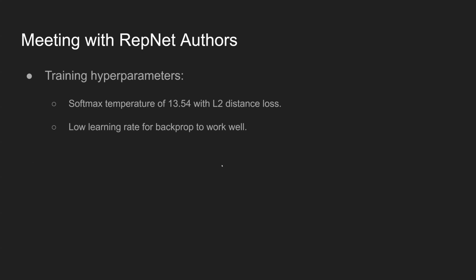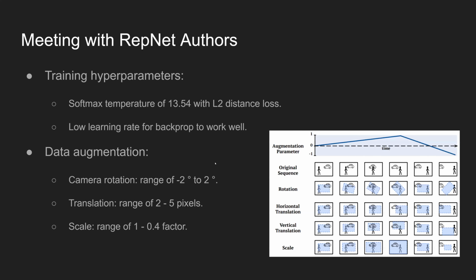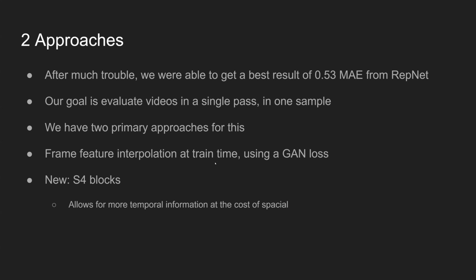And then I'll skip over this because this was just hyperparameters. Okay. So after much trouble, and with their help, we were able to get a 0.53 mean average error from RepNet. So that's with the predicted counts. So our goal is to evaluate videos in a single pass with one sample, and we've come up with 2 approaches to do this. Number one is the one we showed last time, which is the feature interpolation at train time, and we've changed from actually using a GAN loss for that. And then the next one is S4 blocks, and I'll explain how we use those.